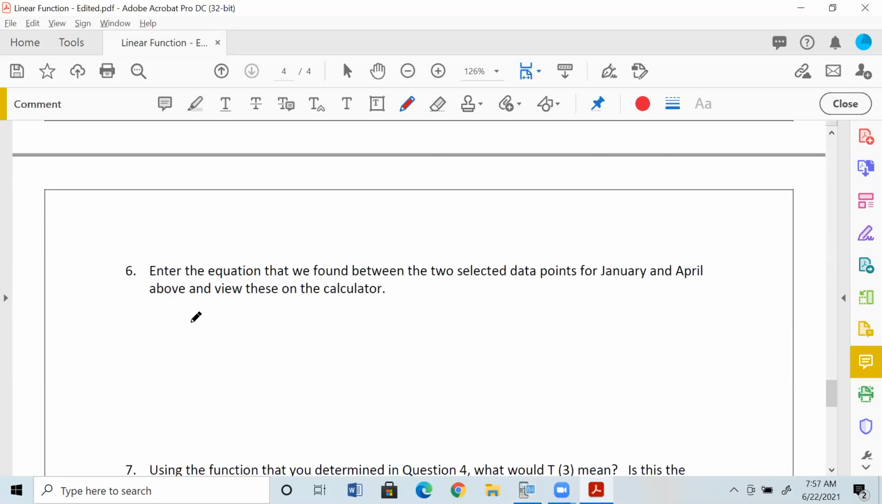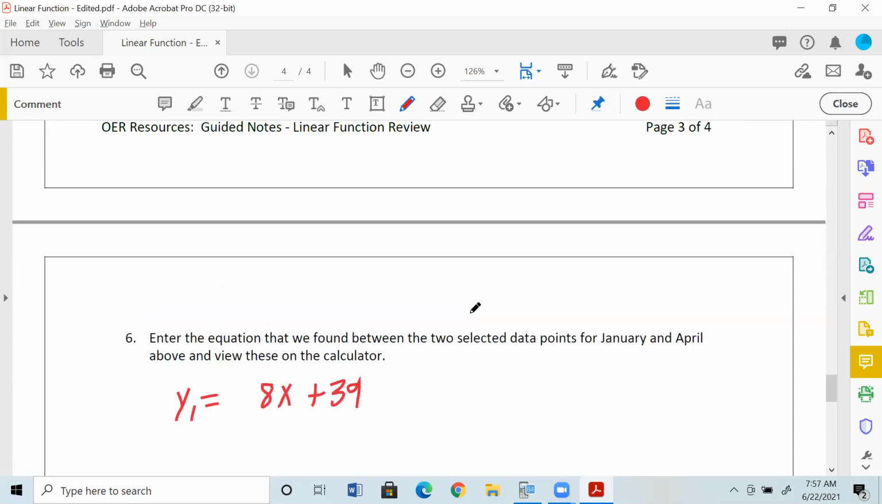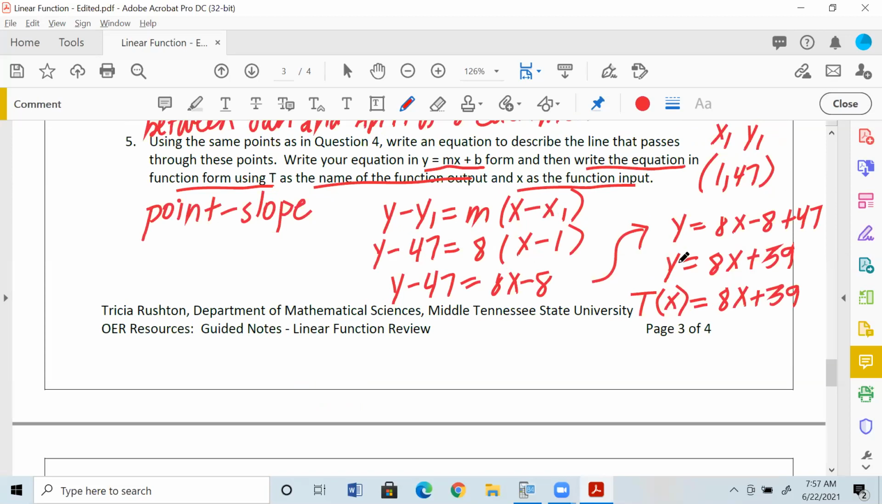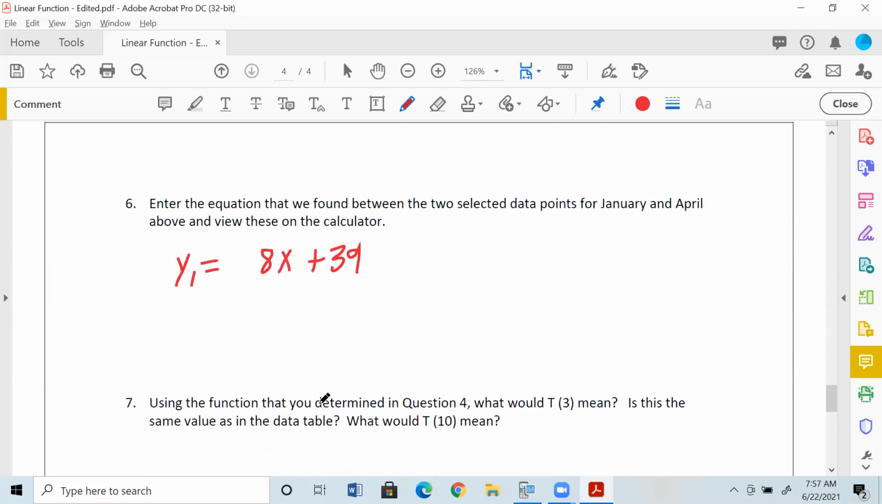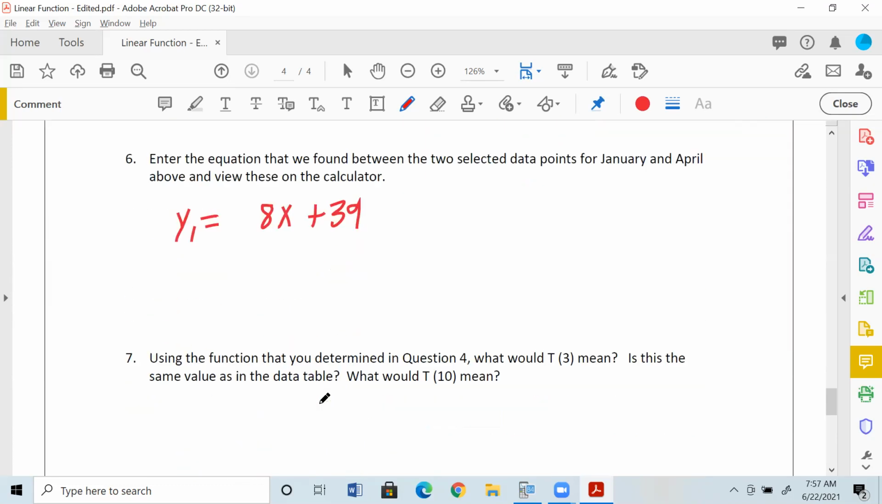Again, the equation that we entered was under the y1 on our calculator. We put in 8x plus 39. The y1 was the same thing as the y that we used here, and also the same thing as this t of x. Again, they're just different notations depending on where we're writing them.